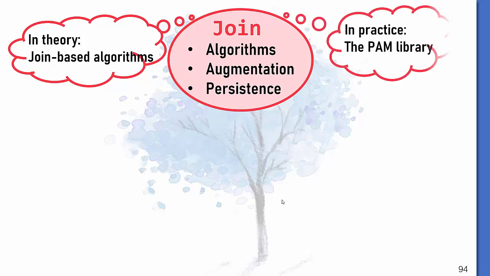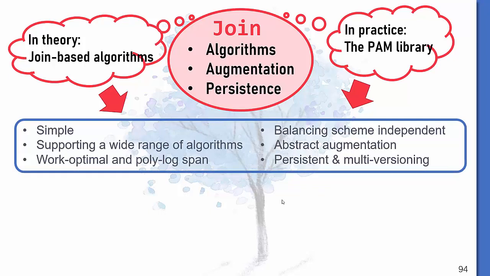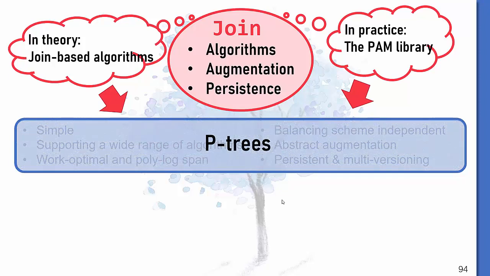In practice, we implemented the parallel library PAM, containing all the join-based algorithms, and support both the augmentation framework and persistence. So combining theory and practice, both the algorithms and the library are simple, supporting a wide range of algorithms, and work optimal with polylogarithmic span, and they are also general for different balancing schemes. They also support abstract augmentation, and it supports persistence and multi-versioning. So this is what we call P-trees.